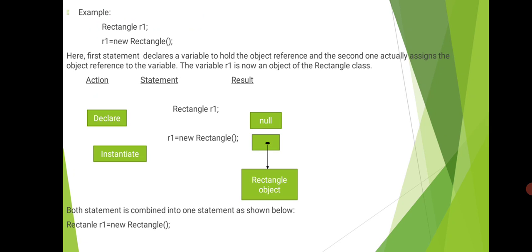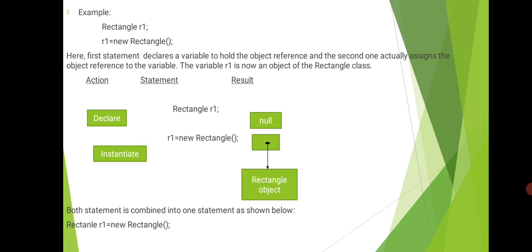Next we see an example where we have a Rectangle class with the object name R1. So R1 is equal to new Rectangle. So here new will create memory for R1. In the first statement, it declares a variable to hold the object reference, and the second one actually assigns the object reference to the variable. The variable R1 is now an object of the Rectangle class. So R1 is declared but it is not created, it is pointing to null.